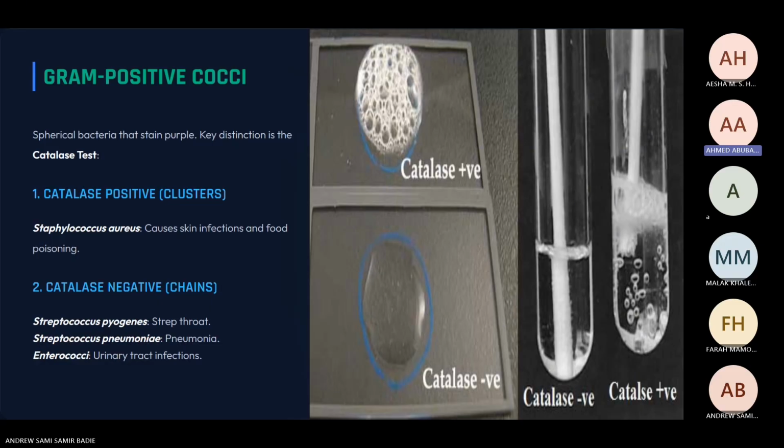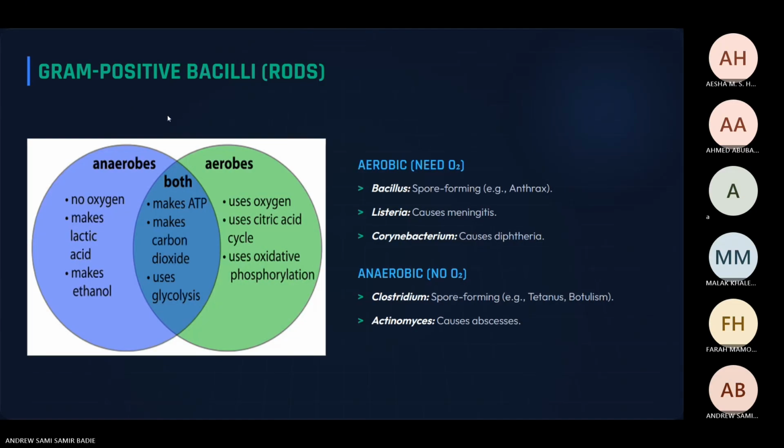Now let's move into the gram-positive rods. They are like a mixed bag, and we separate them mostly by their utilization of oxygen. The aerobes, as we know, are bacteria that need oxygen, for example, Bacillus. They form spores and cause anthrax. Listeria, another example of the aerobes, can cause meningitis in newborns and the elderly. And we have Corynebacterium, which can cause diphtheria.